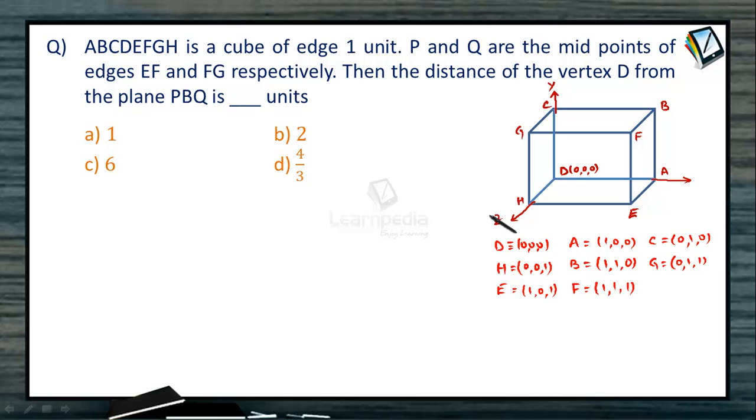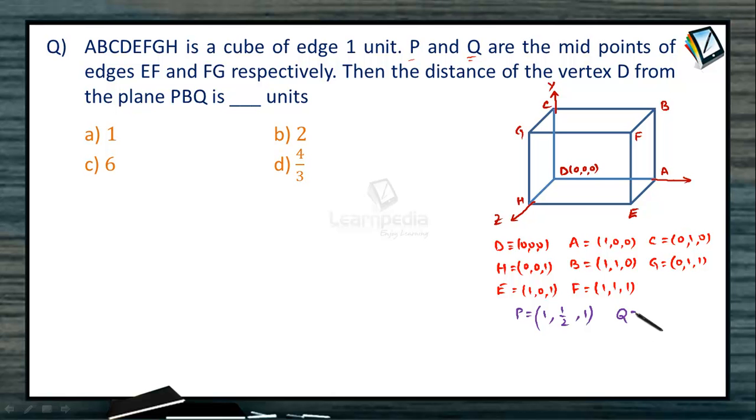Now let's go back to the given data. What are these 2 points P and Q? They are the midpoints of EF and FG. So how will be the coordinates of the point P now? P, which is the midpoint of EF, will have the coordinates 1 plus 1 by 2, that is 1, 0 plus 1 by 2, that is 1 by 2, and 1 plus 1 by 2, that is 1. So we got the coordinates of P.